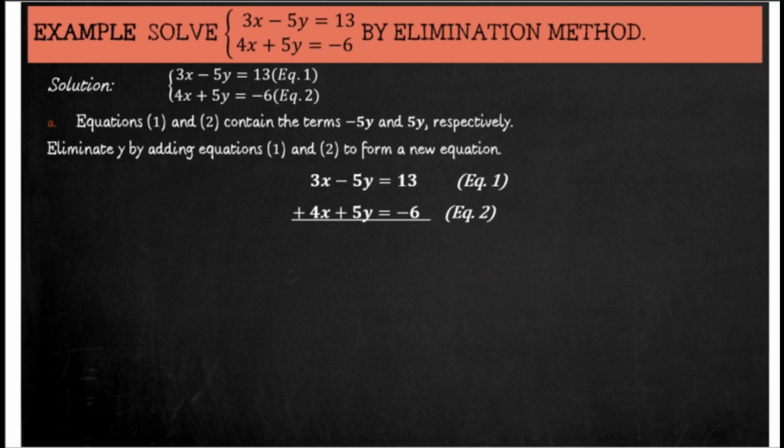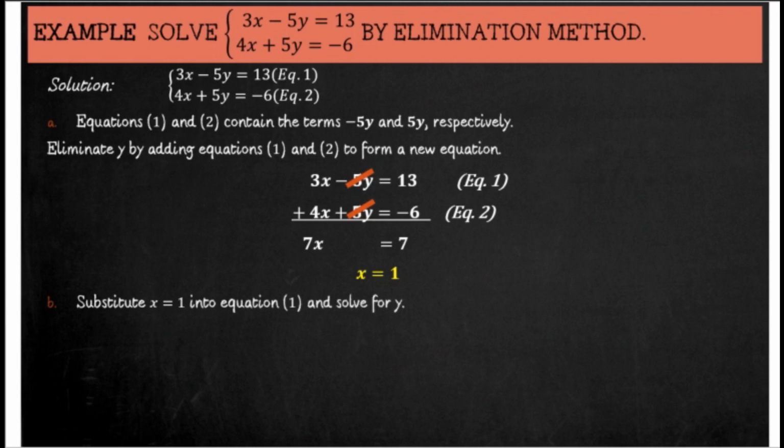Adding these two equations eliminates negative 5y and positive 5y. The result is 7x equals 7. Simplify this by dividing both sides of the equation by 7, so the value of x is equal to 1. Now, substitute x equals 1 into equation 1 and solve for y.